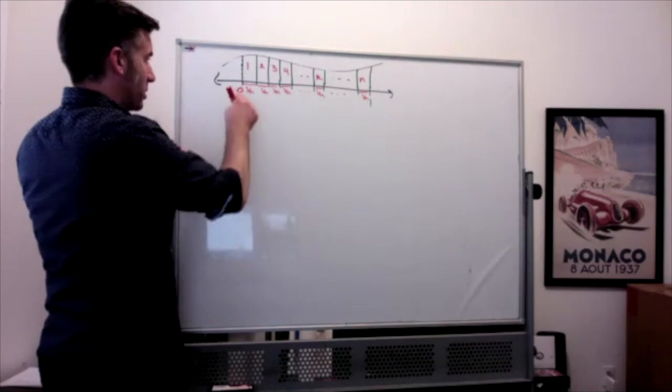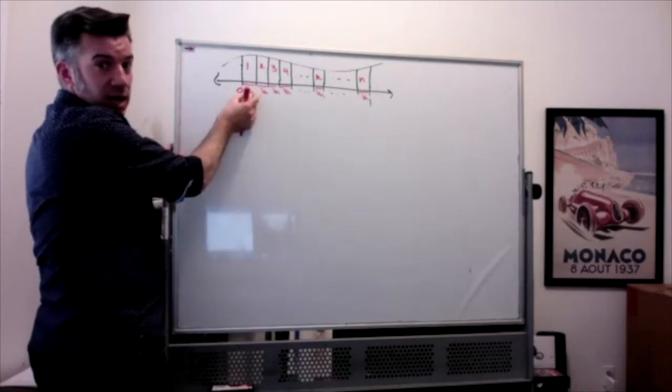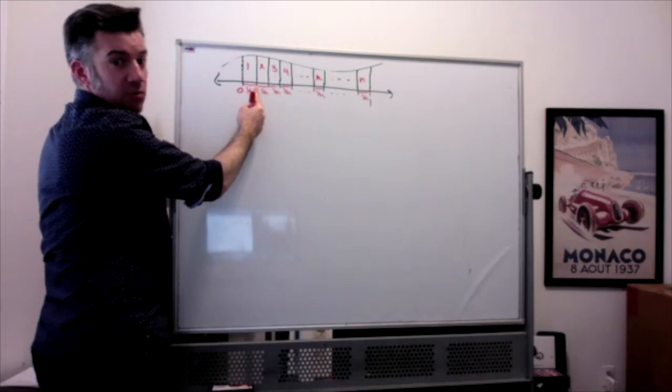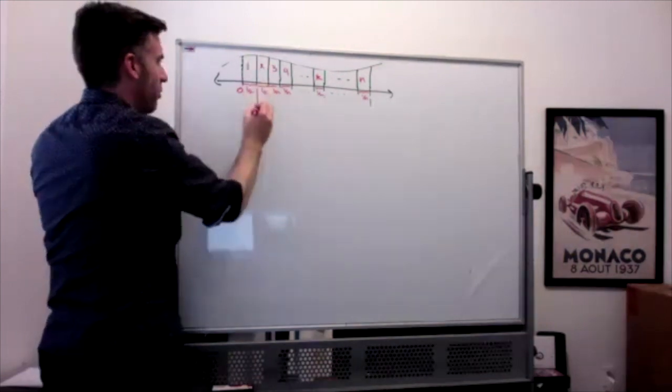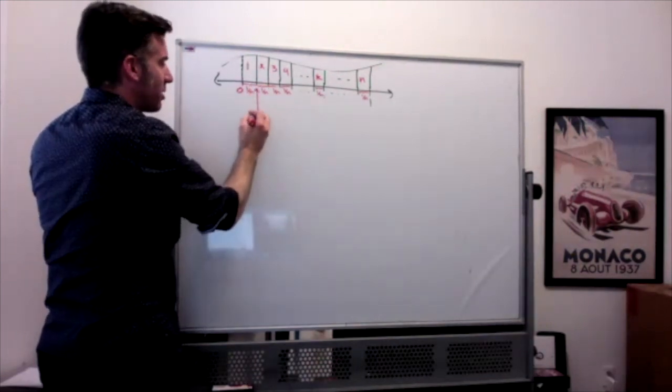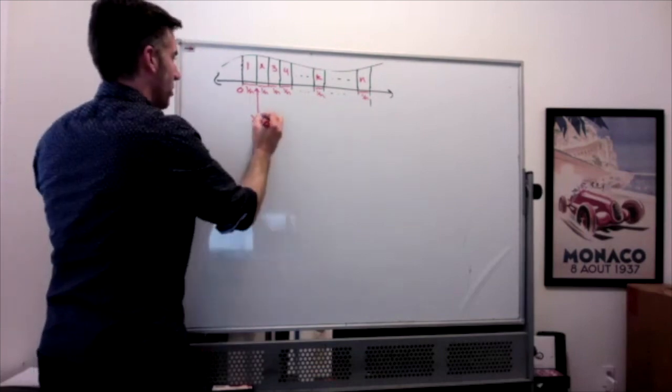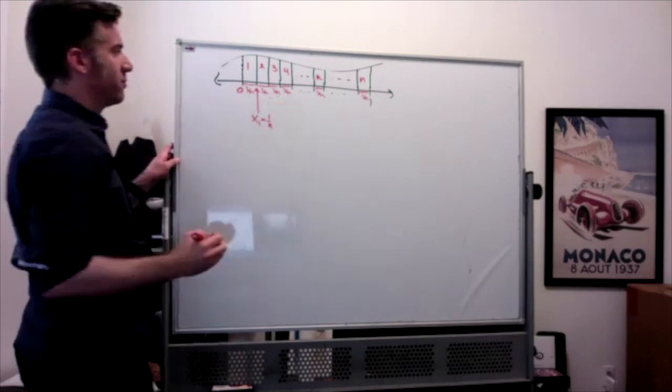So I started at 0. I added this much. What do I get? It would be 1 over n. Exactly. So that point there, which I like to call x sub 1, but I do not have to call x sub 1, is 1 over n.